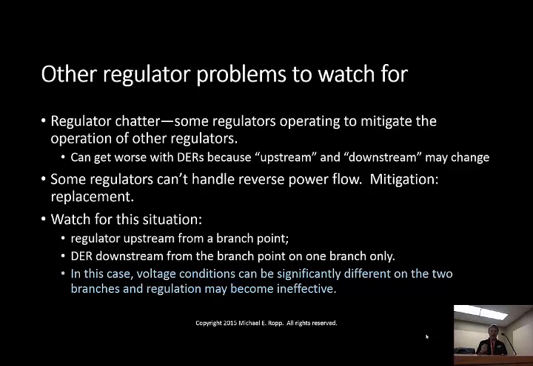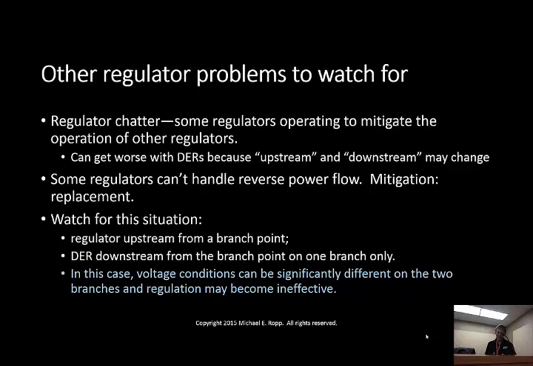Some regulators have trouble with reverse power flow. The controllers may not be able to handle negative inputs and things like this. Almost all the manufacturers of regulator controllers now have devices that can handle this. So really the mitigation solution is just to replace them. It's not that big of a deal. That's pretty easy to handle.